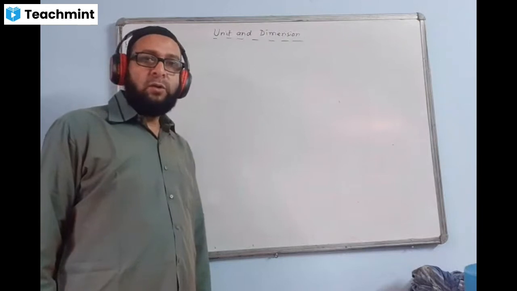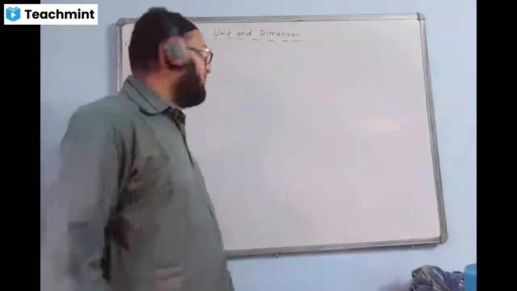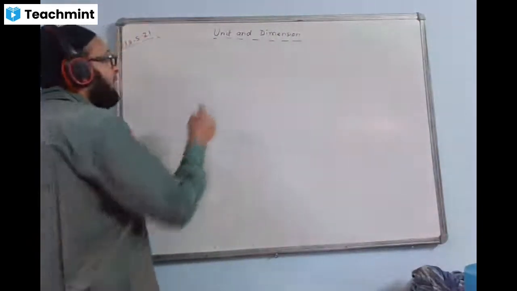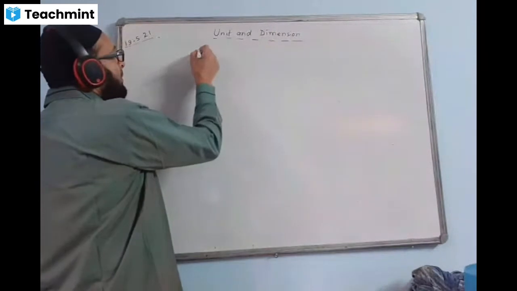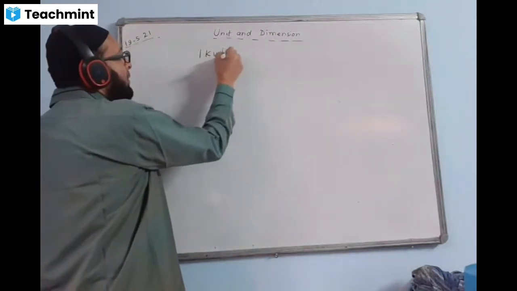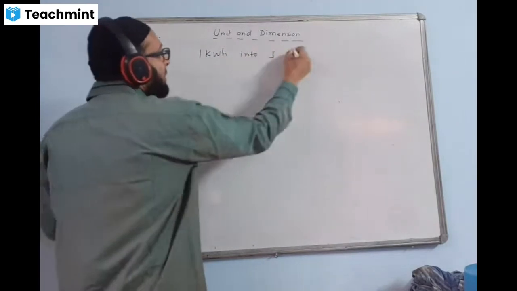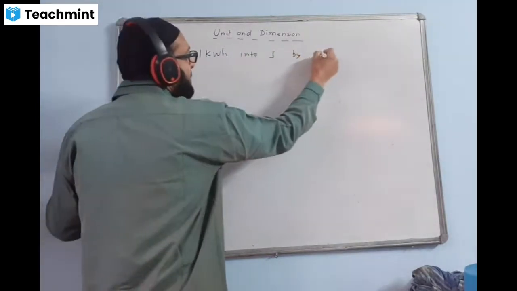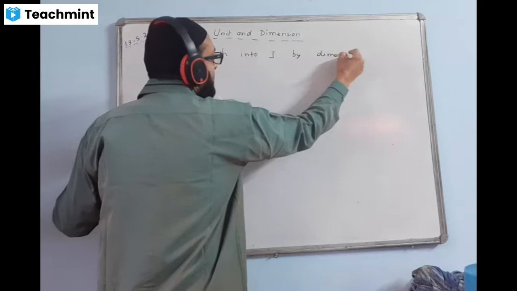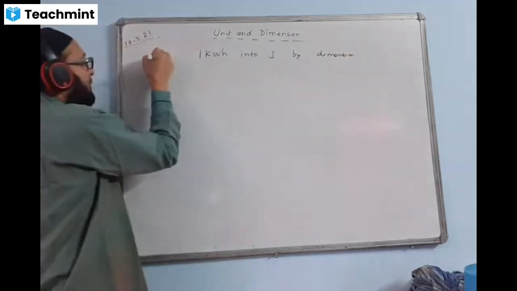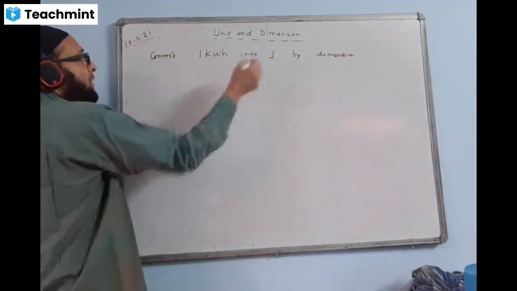1 kilowatt hour into joules. Okay. 1 kilowatt hour into joule. You are asking me to do this by dimension. By dimension. The question says convert 1 kilowatt hour into joule.